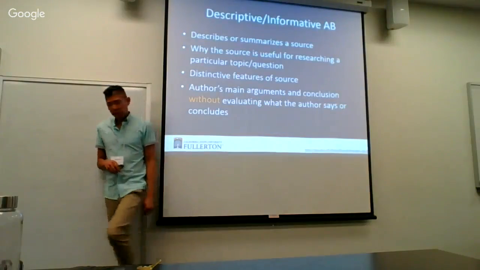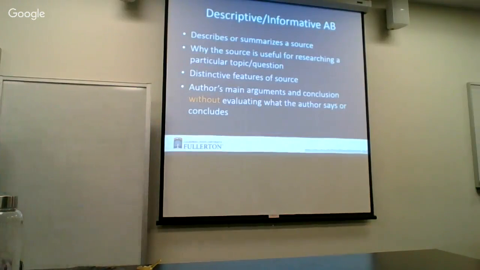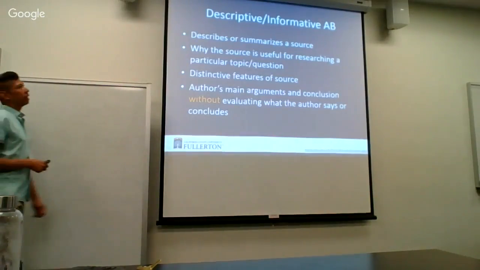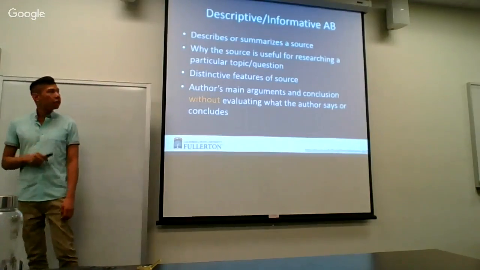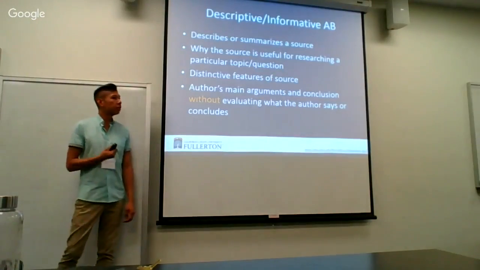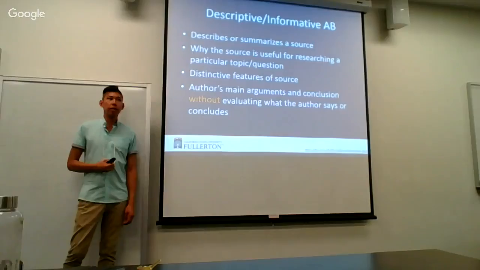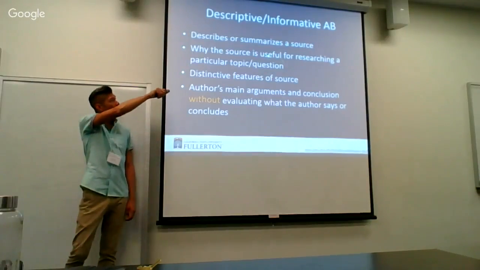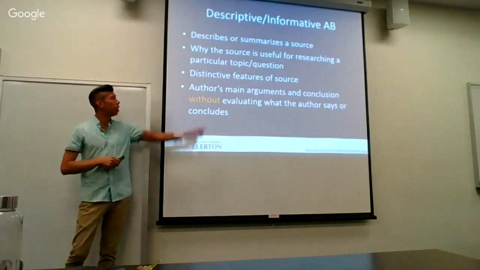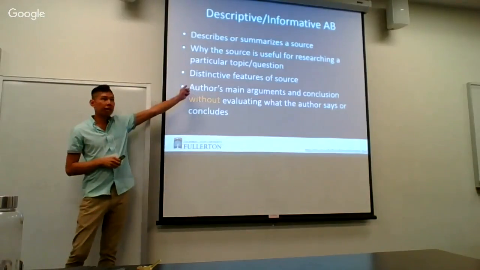So let's talk about what the descriptive and informative AB is at first. What's the point of this type of annotation? So obviously it describes or summarizes a source. It also talks about why that source is useful for researching that particular topic. Right? What's the value in that particular, or is it useful or not in what it is that you are studying? And any distinctive features of that particular source.